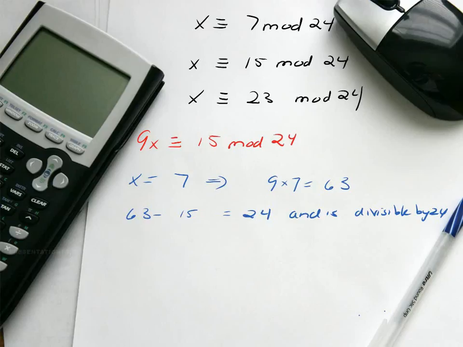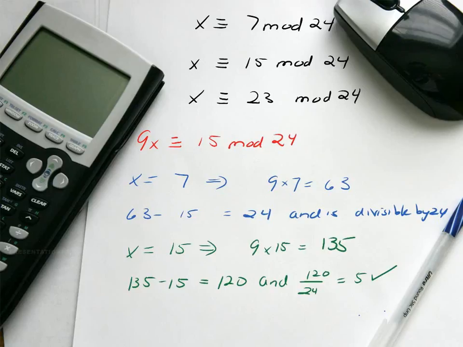I just copied it, so you don't have to. If you didn't follow through it, this is it again. I just plugged in x equals 7 in the original equation. So 9 times 7 is 63. If I subtract 15, is it divisible by 24? Yeah, it is, so it works. Does x equals 15 work? Well, 9 times 15 is 135. 135 minus 15 is 120. 120 divided by 24 is 5. Perfectly divisible. If you get a decimal there, you're in trouble. You made a mistake somewhere.